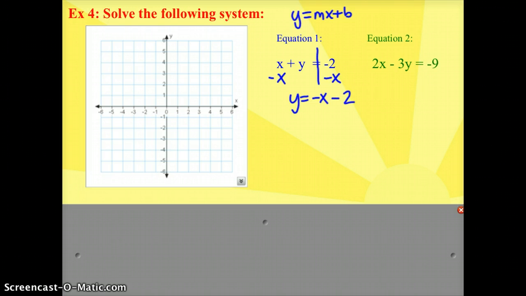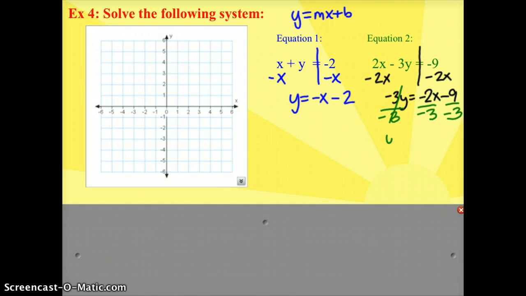My second equation, I'm going to minus 2x to the other side, so I have negative 3y equals negative 2x minus 9. Then I'm going to divide everything by negative 3. So I have y equals, the double negative makes it a positive 2/3 x, and the double negative makes it a positive 3. Now that I have my two equations, I can graph my y-intercept and count my slope.